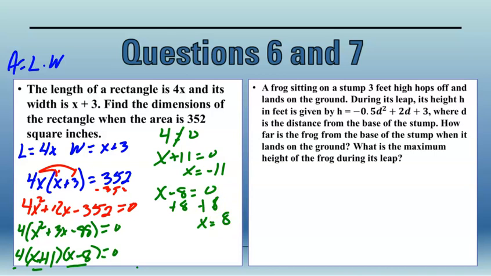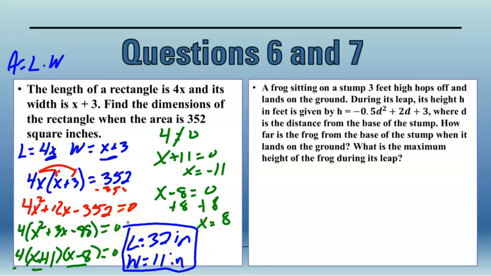Now, if x is 8, I can find the length and the width by putting 8 in for x. So the length would be 8 times 4, which is 32. That would be 32 inches. And the width would be 8 plus 3, which would give us 11. So 11 inches. And if you would do 32 times 11, you would get 352.